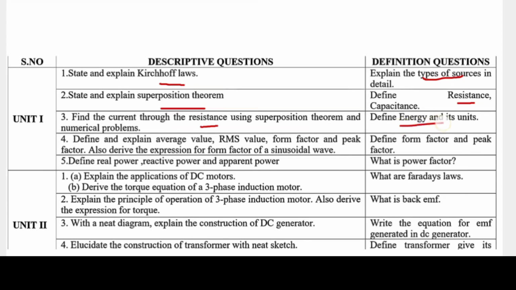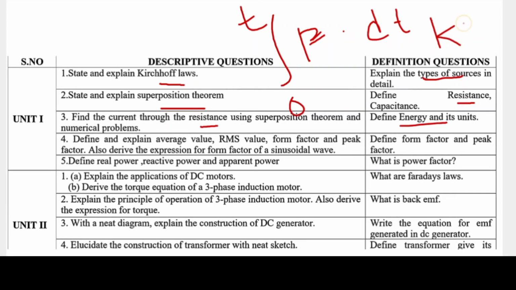Define energy and units. What is the unit for energy? Energy is measured in kilowatt hour. Energy means power consumed over a period of time, P into dt. Integral 0 to t of P dt is known as energy in mathematical representation. Or energy is defined as the product of power and time, and the unit is kilowatt hour. Remember that kWh is the unit for energy.